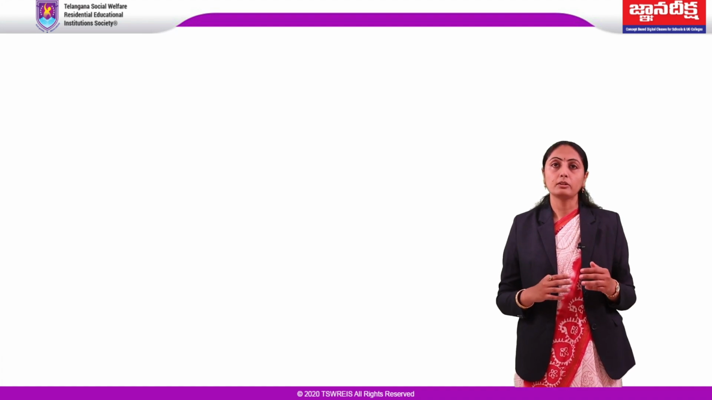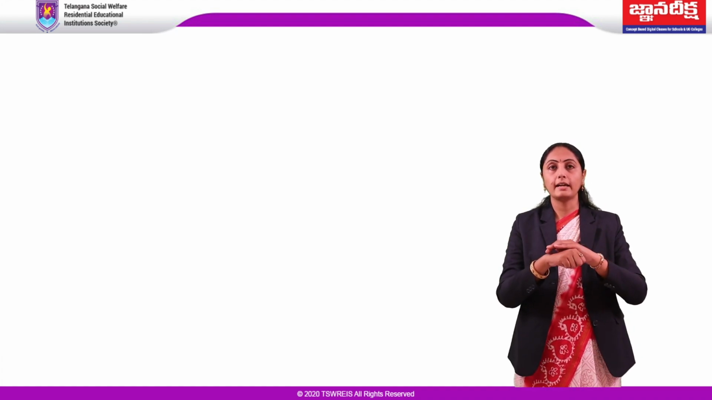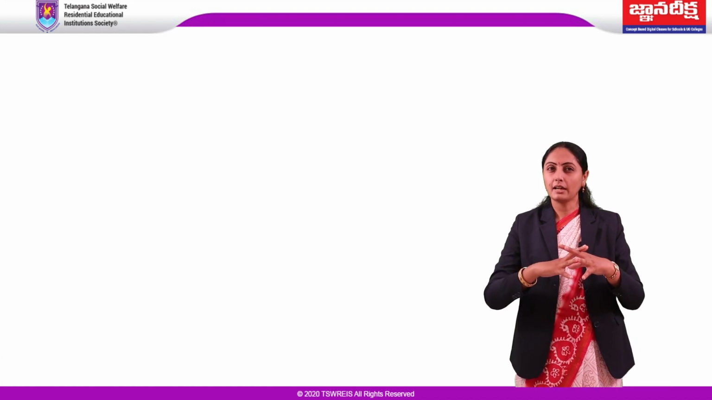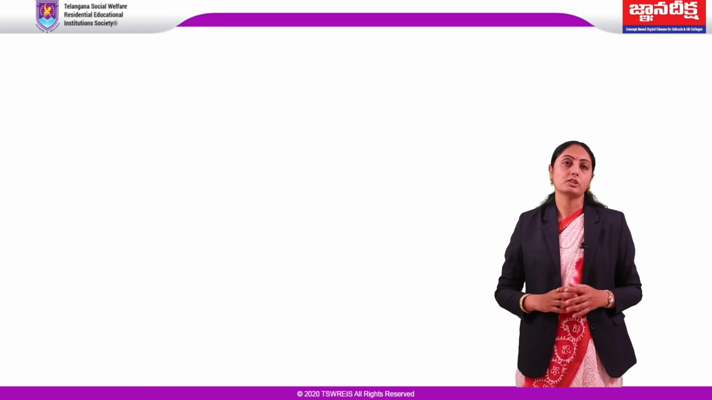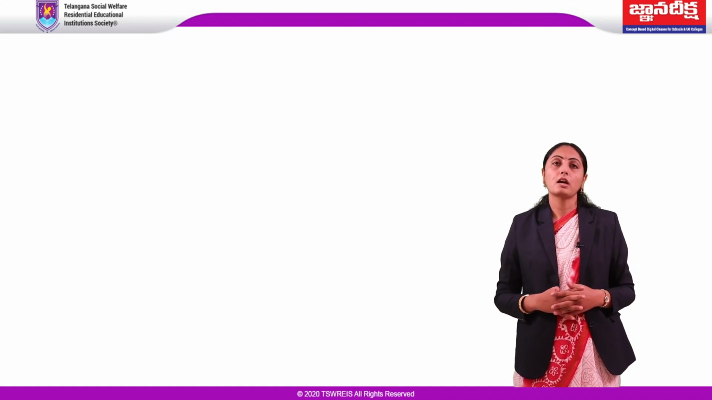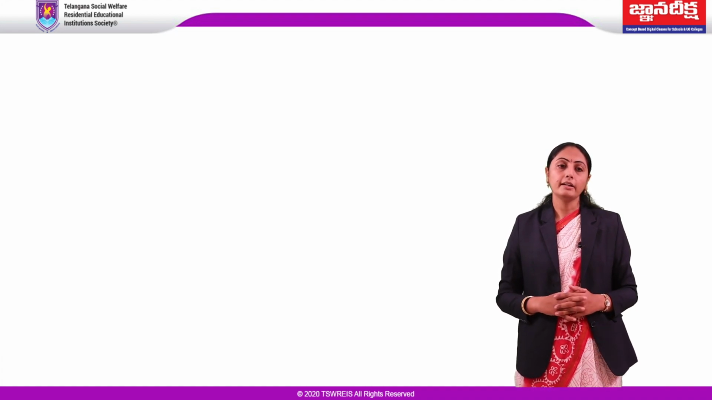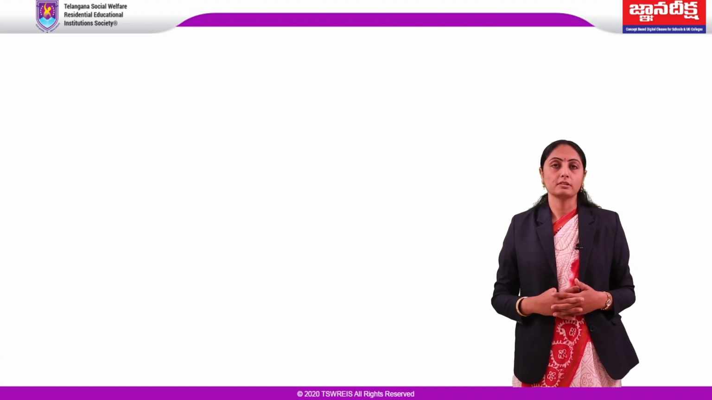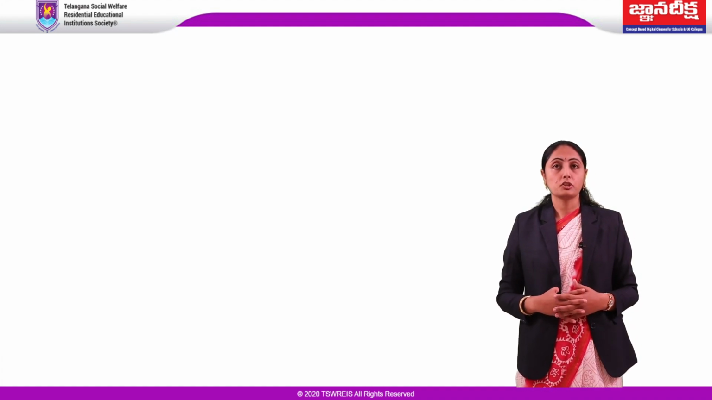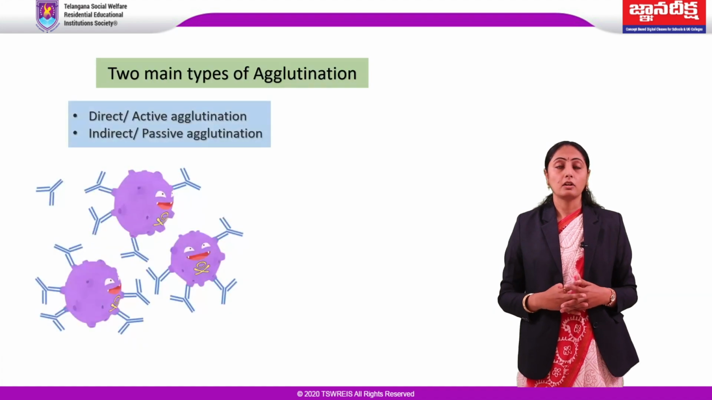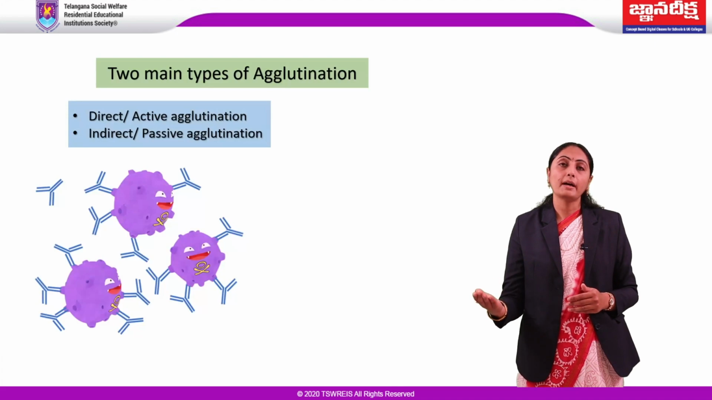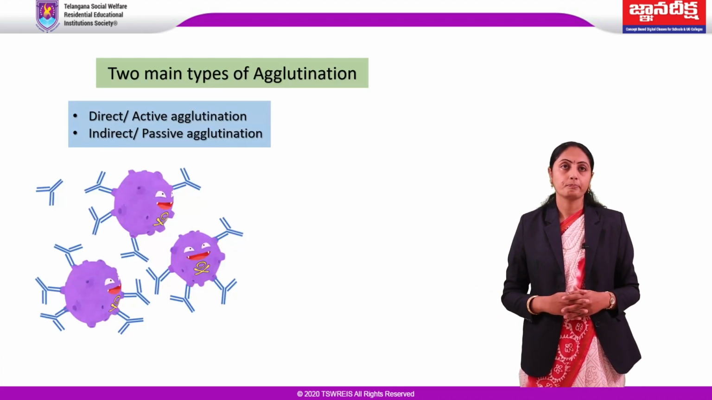Cross-linking of different epitopes present on particulate antigens by polyclonal antibodies results in visible clumping called agglutination. Antibodies involved in agglutination reactions are called agglutinins and antigens are called agglutinogens. There are two main types of agglutination reactions: direct or active agglutination and indirect or passive agglutination.